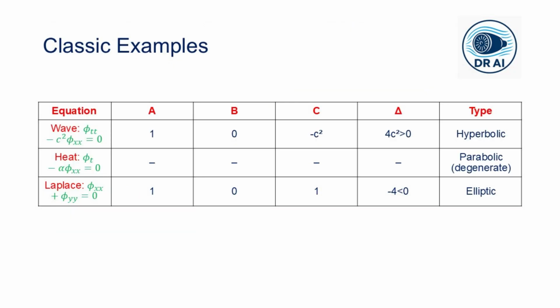Let us look at these classic examples, which involve the wave equation, the heat equation, and the Laplace equation. The wave equation is hyperbolic, while for the heat equation, you would note that the highest time derivative is first order. The discriminant analysis is extended by treating it as a degenerate parabolic case, while the Laplace equation is inherently elliptic.